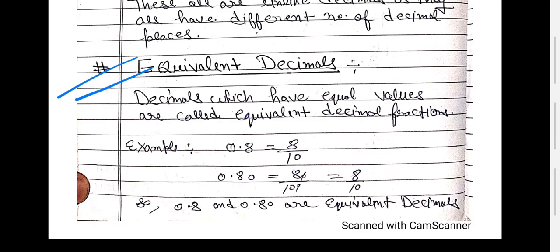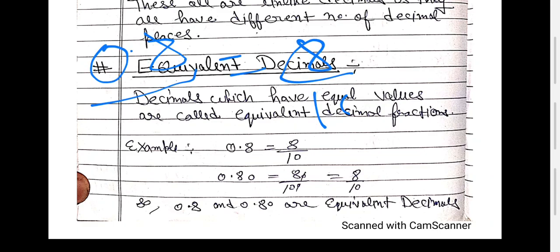Now give an example. Suppose it is 0.8, so write here 8 upon 10. Remove the decimal and write 10. It becomes 8 upon 10. Again, for 0.8, if you write it, it becomes 8 upon 10, because you remove the decimal and write 10.